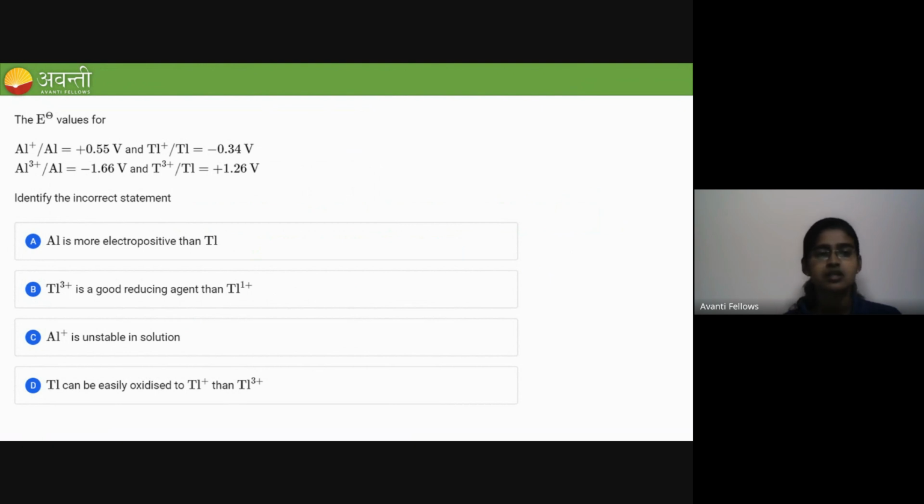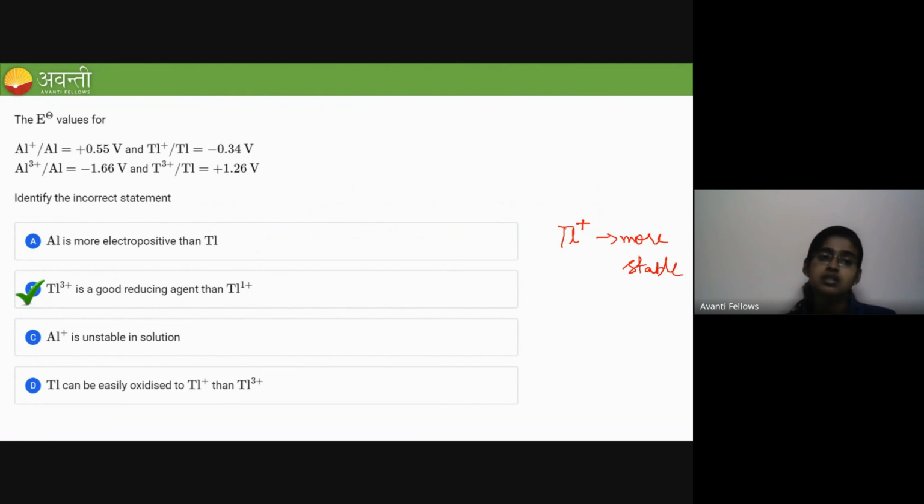So here, option B is the correct answer, because we know on moving down the group, inert pair effect is observed for the elements. So on moving down the group, the higher members are stable at very low oxidation state. Okay, means thallium plus is more stable than thallium 3 plus.